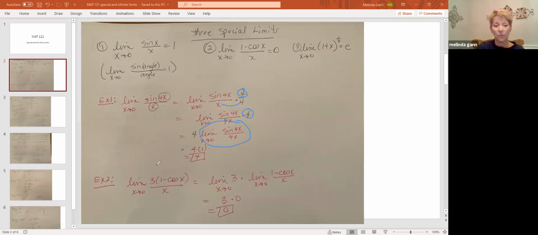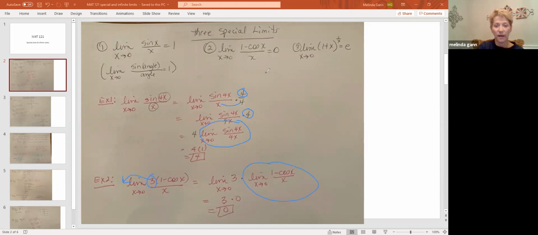I could have done it the same way, but I used another rule that said if you have a product, then you can separate them. That's the limit of the first one times the limit of the second one. Or like we said in example 1, I could have just taken that 3 and pulled it out front. Either way. But remember, the limit of a constant is that constant.